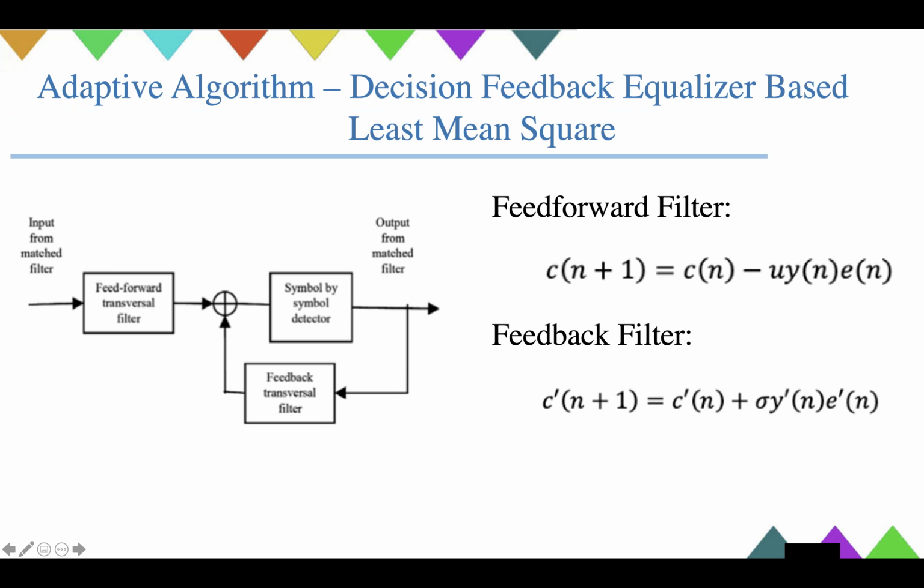Thirdly, decision feedback equalizer based on the least mean squares. The picture shows the structure of the decision feedback equalizer. One feed-forward transversal filter, one sample detector, one feedback filter. These two filters are designed based on least mean squares. Therefore, they can update the weight of the signal.